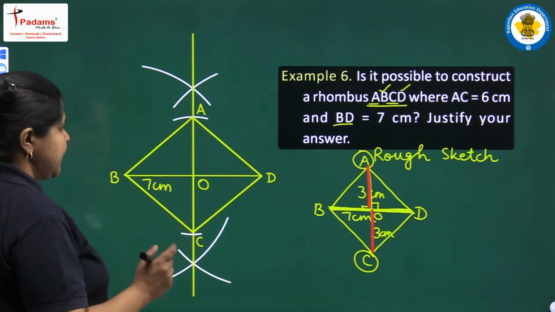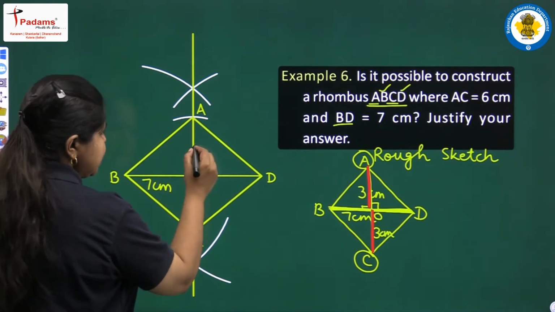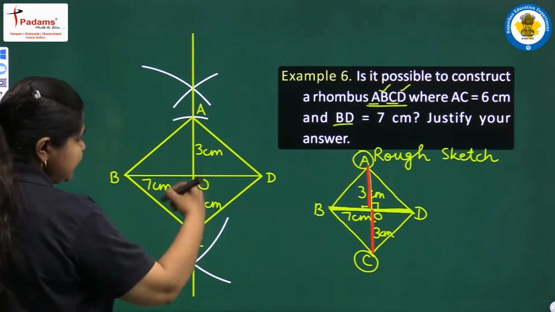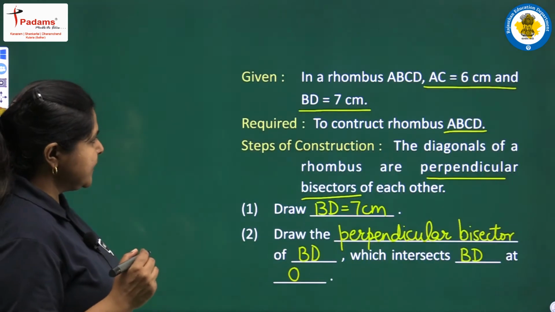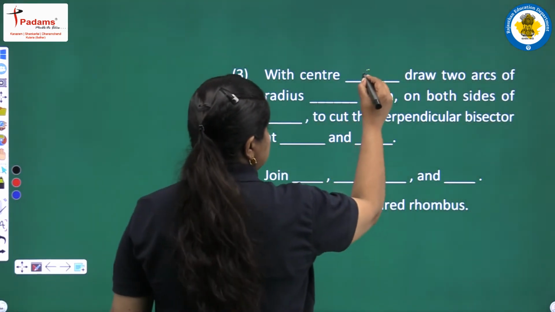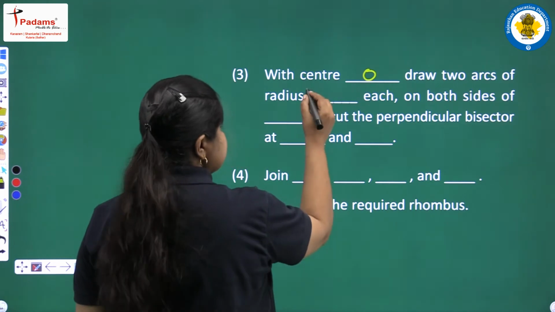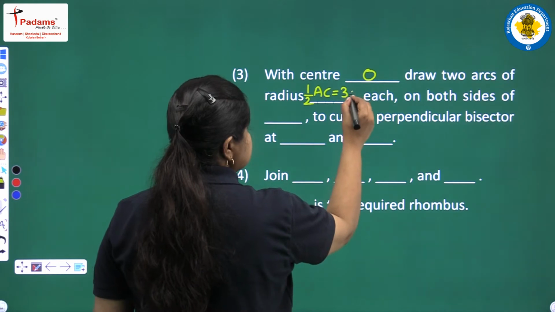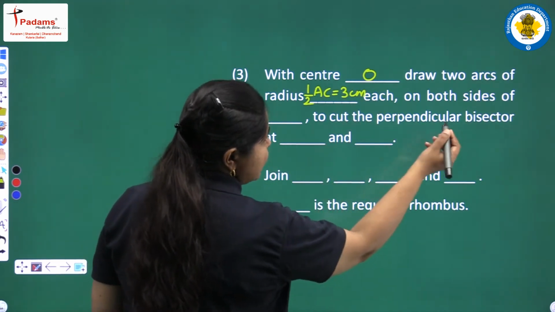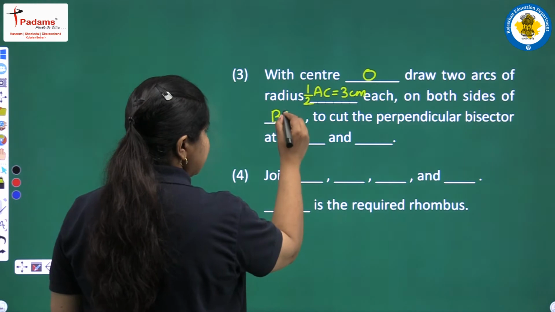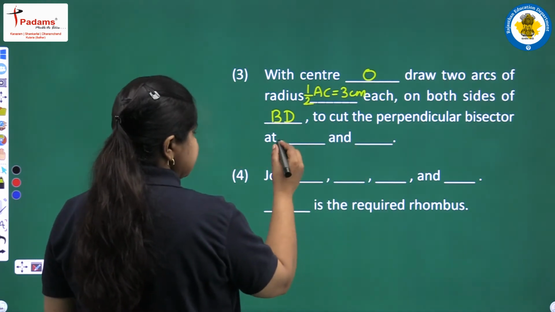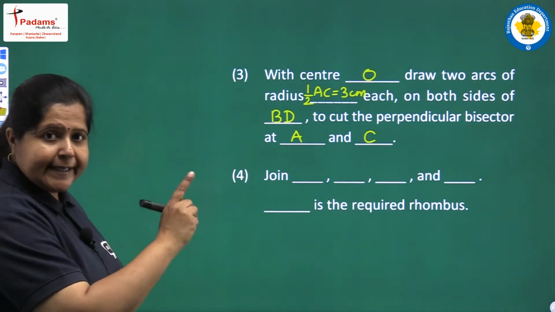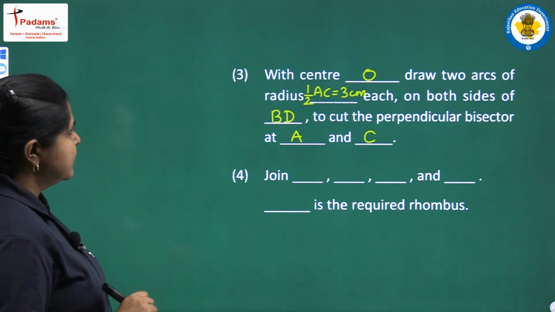Then what next we did? With center O and radius how much? 3 centimeter above and 3 centimeter below, we drew these 2 arcs. So we will write it here. With center O, draw 2 arcs of radius how much? Half of AC. It is 3 centimeter each on both sides of BD to cut the perpendicular bisector at points A and C. I hope you are connecting it with the figure that we have drawn.